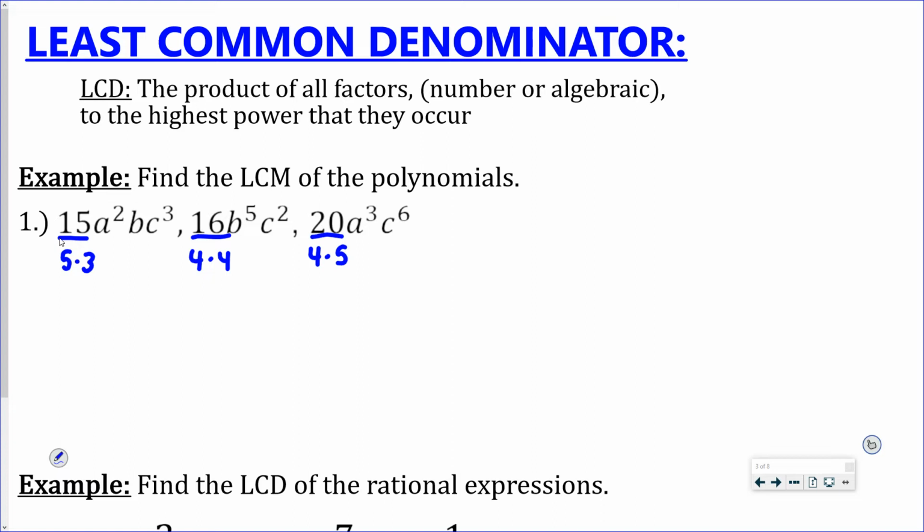Do you guys remember doing this in like 6th grade math? Yeah. No. I love doing LCM and GCF.